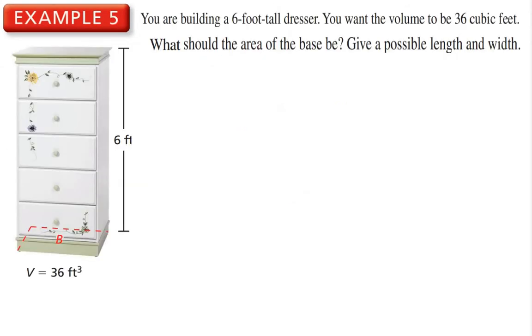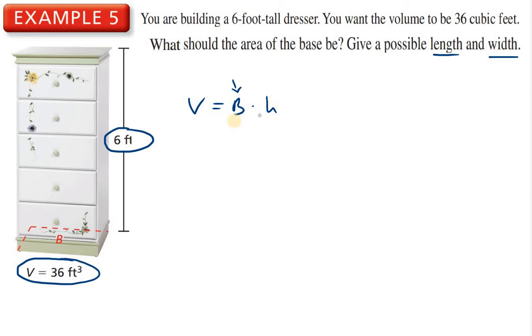All right, if we are building a dresser here and we know that the height is going to be 6 feet, we want to know what area can I make the base. So it has a volume of 36. We want to find a possible length and width. So in order to get 36, I could arrange this rectangle different ways. I do know that volume equals base times the height. So this time I'm trying to find the base, so I'm going to divide both sides by the height. So the base is volume 36 divided by 6. So the base has an area of 6 feet squared.